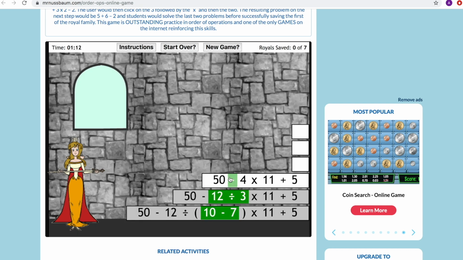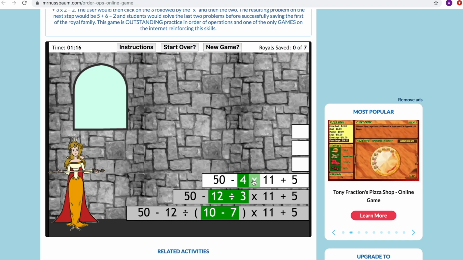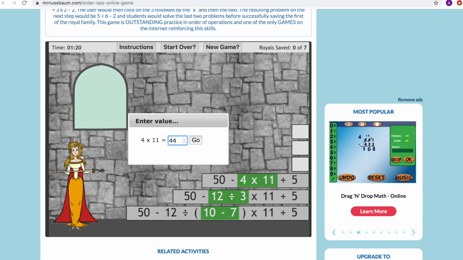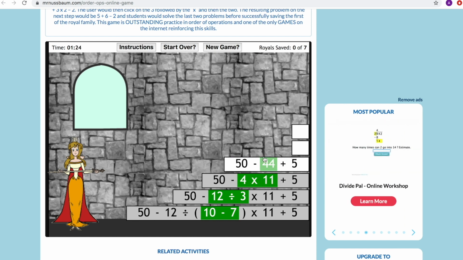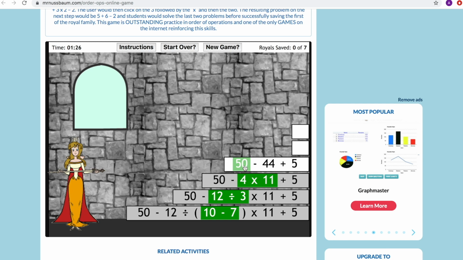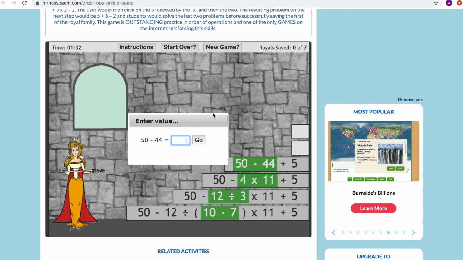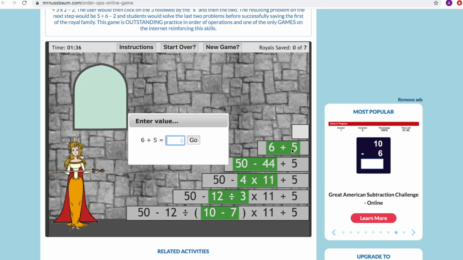Now do I have any multiplication or division left? Yes, I have multiplication left. So 4 times 11 is 44. Now I do not have any multiplication or division left. I do have adding and subtracting. A lot of students want to add first, but subtraction comes first, left or right. So 50 minus 44 is 6. And 6 plus 5 is 11.